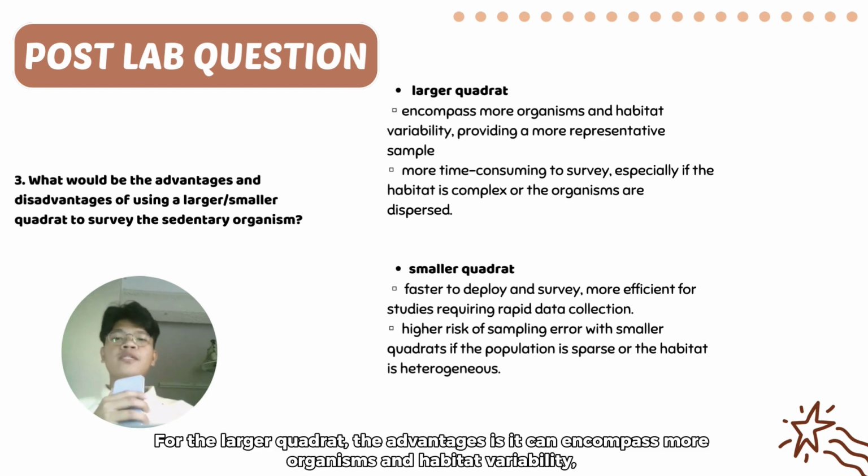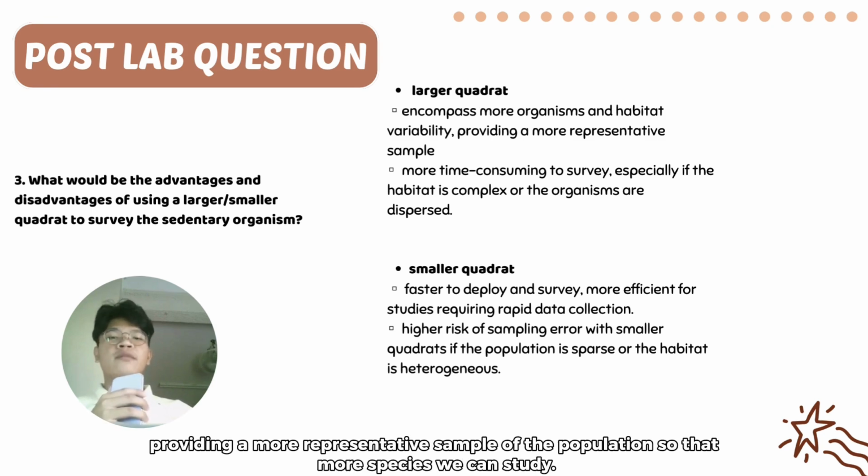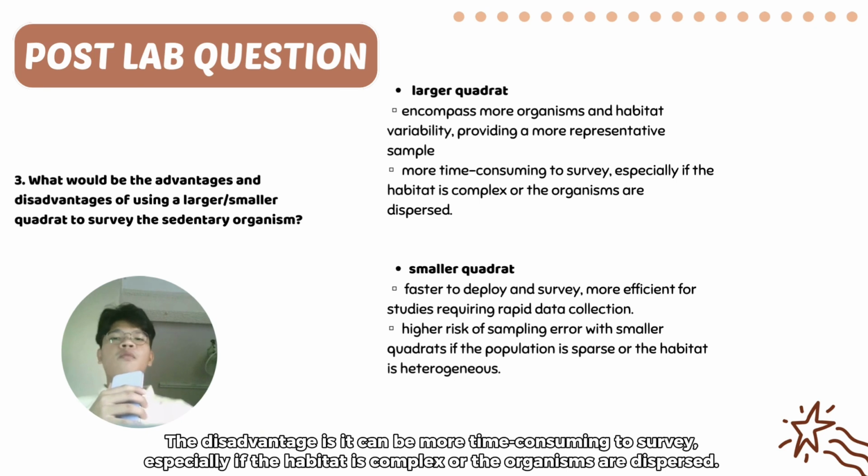Okay, now for a larger quadrat, the advantage is that it encompasses more organisms and habitat variability, providing a more representative sample, so that there are more species that we can study. The disadvantage is that it is more time consuming to survey, especially if the habitat is complex or the organisms are dispersed.